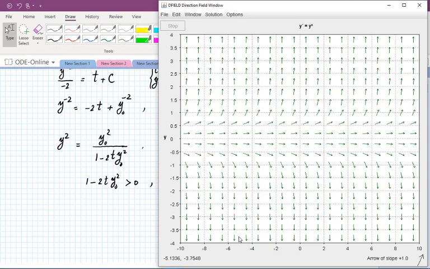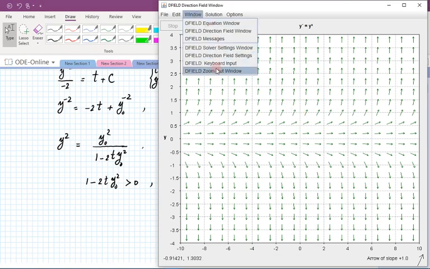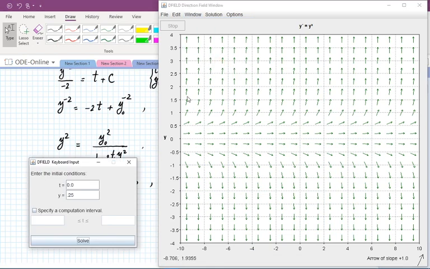So if y0 is 1, now our hand's going to shake here. We're not going to exactly tap on 1. To be precise, you go ahead and open the keyboard input, and then I don't want 0.25, I want 1. Let's see what happens.